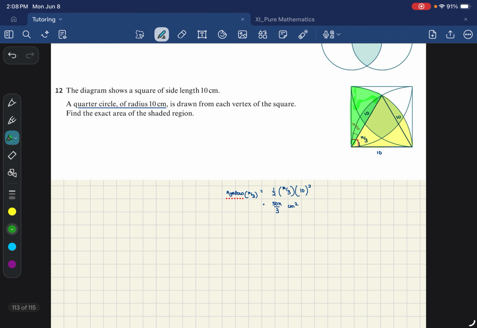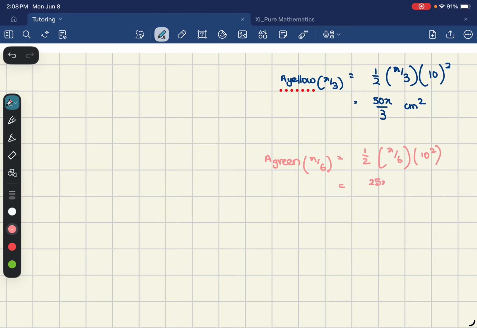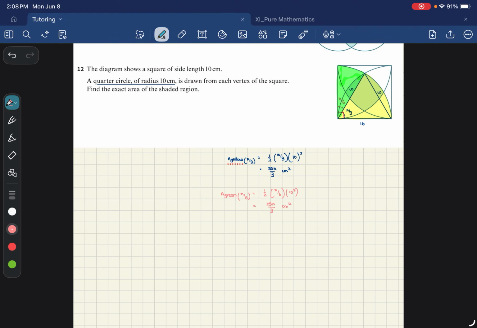So what is the area of the green sector? We can find it out. Area of the green sector, which has the angle pi over 6, is going to be half pi by 6. The radius is still 10 squared. And if you solve for this, you are going to get 25 pi over 3 centimeters squared. So 10 squared is 100. 100 divided by 2 is 50. And 50 divided by 6 is equivalent to 25 over 3 pi centimeters squared. All right, so we have the area of the two sectors. Now, let's find the area. We can find the area of the triangle, right?